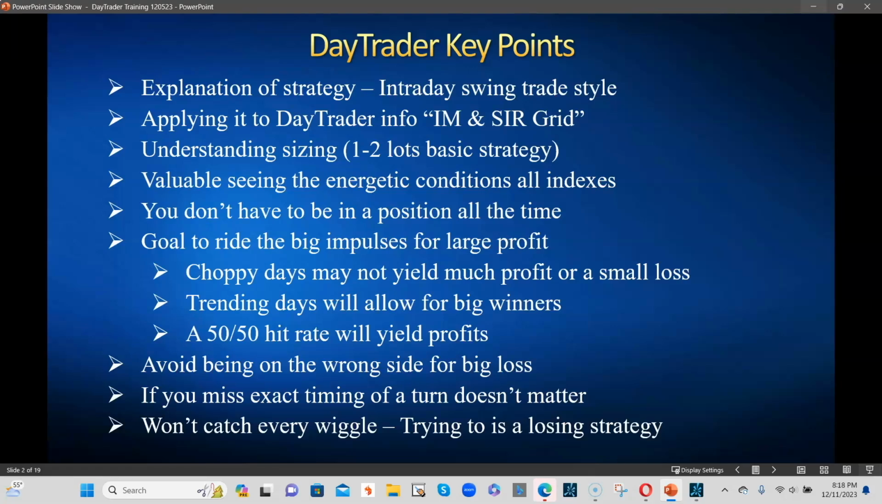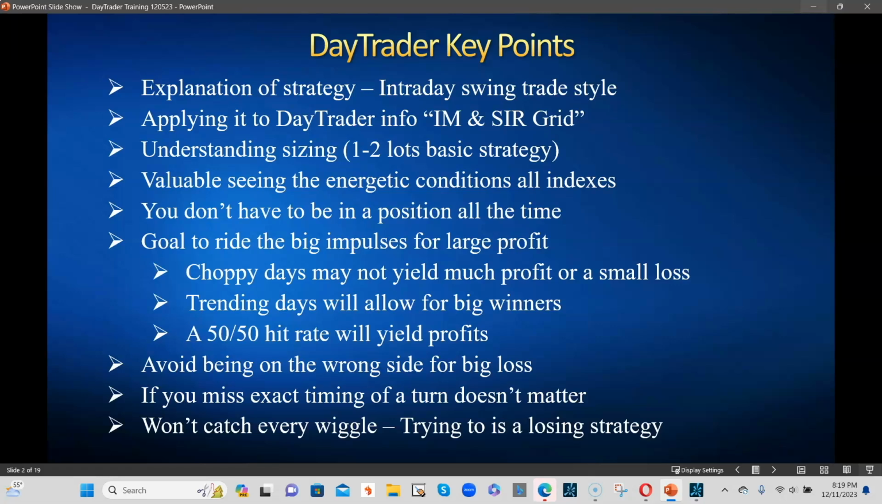So it's really important to think about it in those terms, because what we want to do is make sure that you see the valuable information in the energetic conditions in all of the indexes. So then you can decide which ones look like they're the best long side setups, short side setups, or maybe both, depending if you're willing to do pair trades. You don't have to have a position on all of the time.